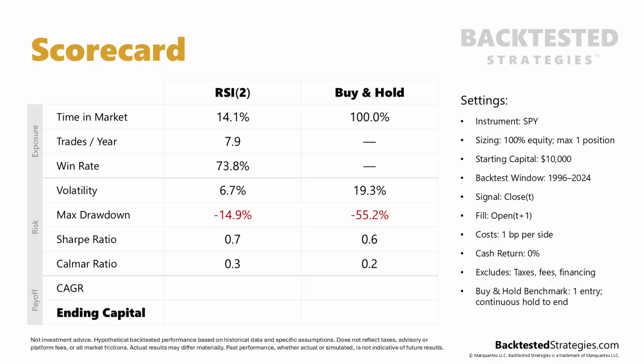Section 3, Payoff. For Connors' RSI, the compound annual growth rate is 4.4%, and ending capital is $35,160. For buy and hold, the growth rate is 10%, and ending capital is $156,917. So Connors' two-period RSI behaves more like a low-risk, part-time dip-buying system than a full replacement for owning the index.